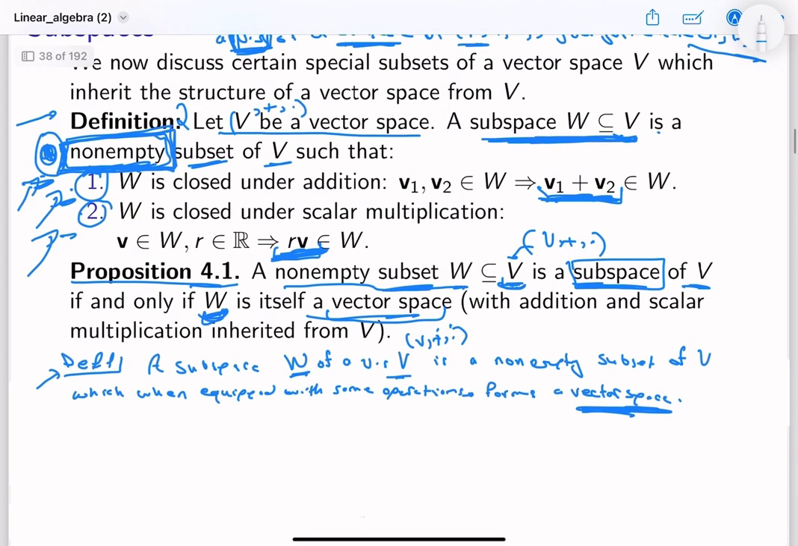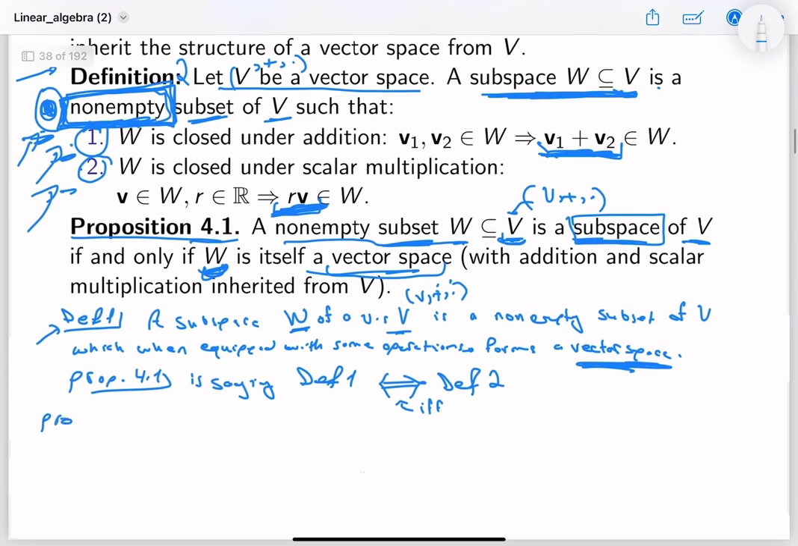Proposition 4.1 is saying definition 1 is equivalent to definition 2. So this is an if and only if notation. Definition 1 is equivalent to definition 2. So let us prove why it's true that these two definitions are one and the same. Let's start by proving this direction.